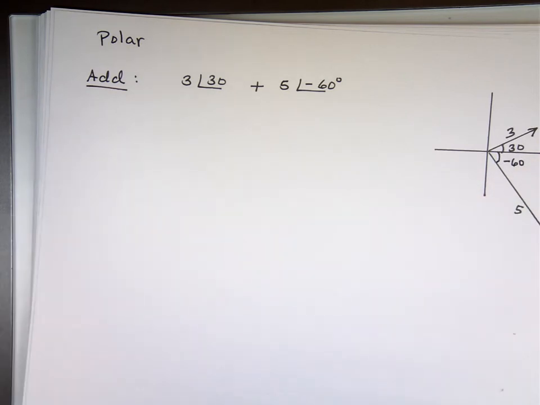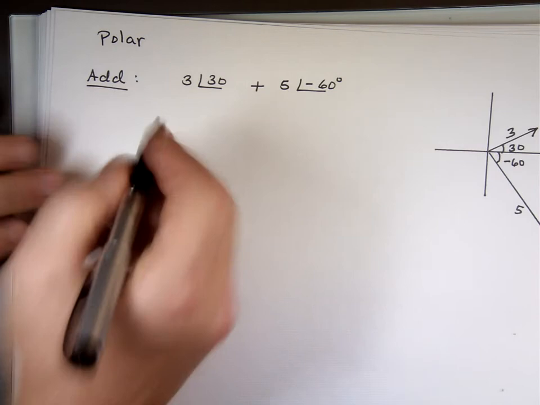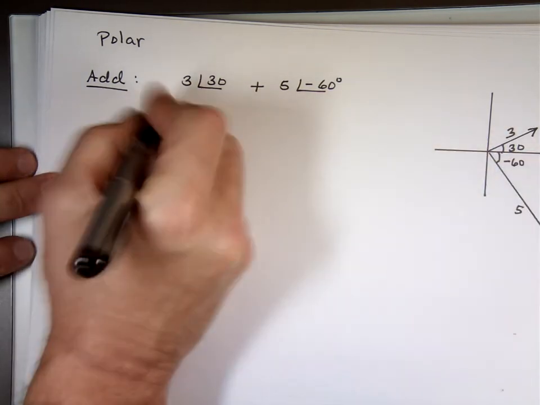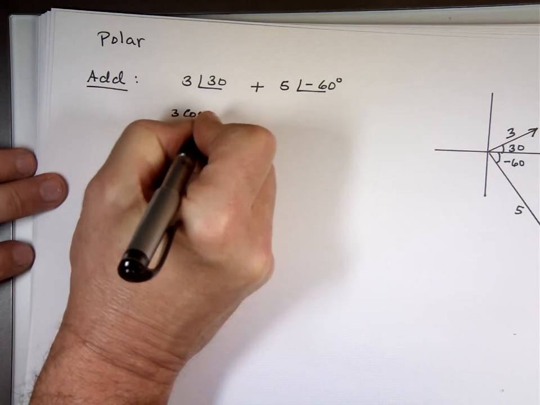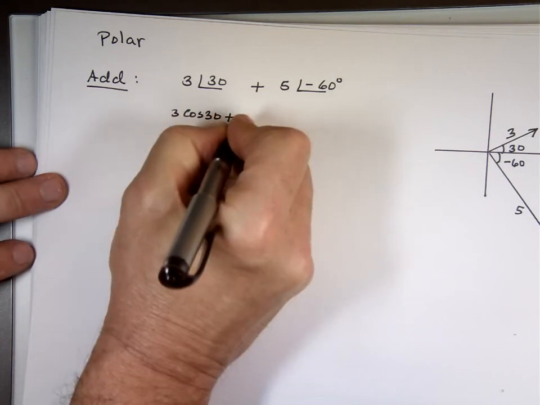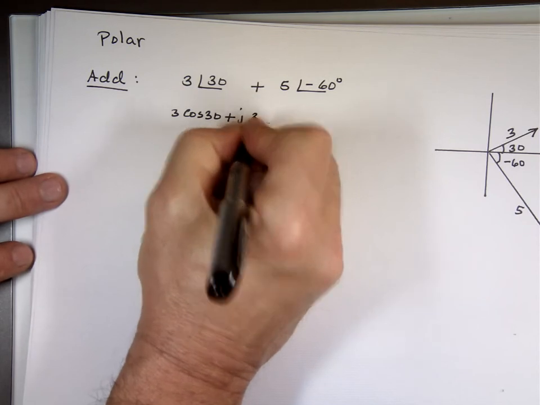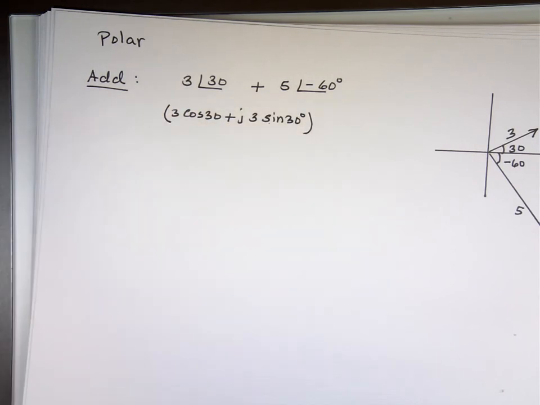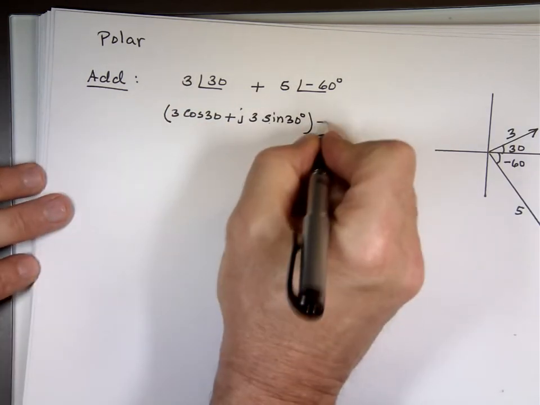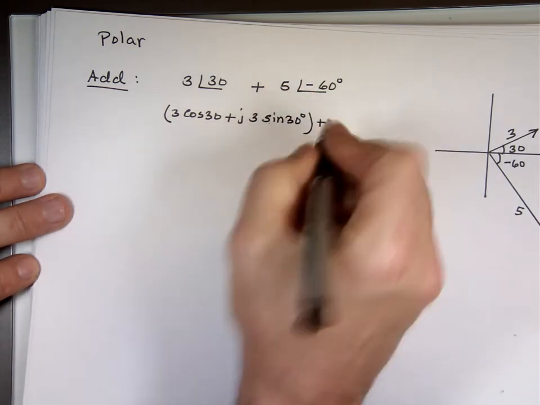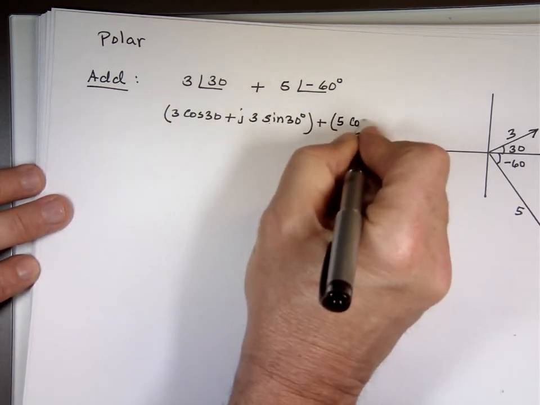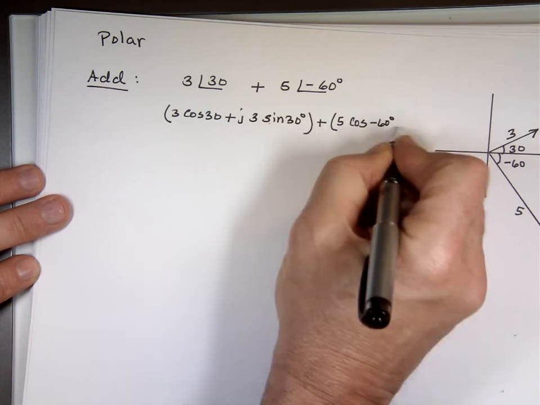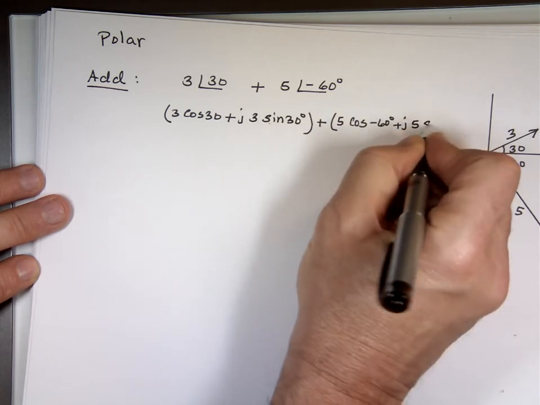So what you have to do is find the x and y component for each one. And the x component for this vector is what? That's the x component this way. That's 3 cosine of 30 plus the j component that's up and down, which is what? 3 sine of 30. You want to add to it this one. Let's find the x and y component. That's 5 cosine negative 60 plus j 5 sine negative 60.